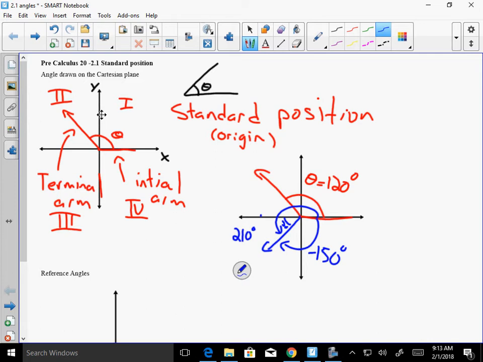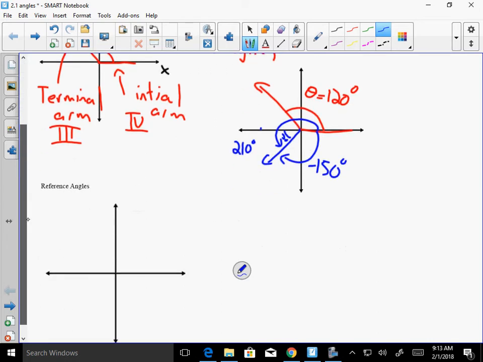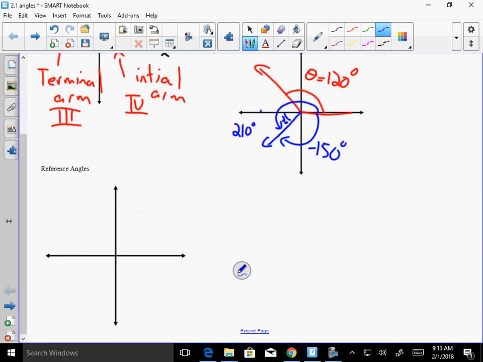Okay, and that actually ties in nicely to the next part here, reference angles. A reference angle is any angle measured off the x-axis, okay? It's an acute angle, okay?